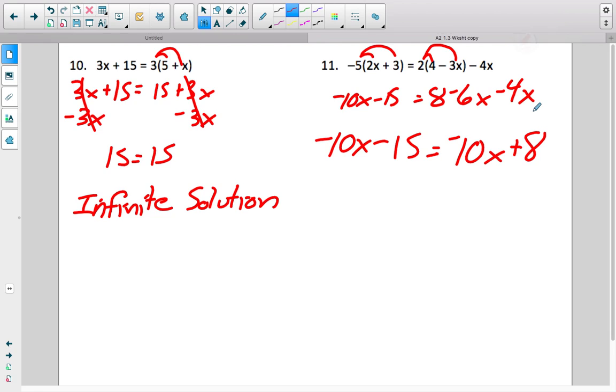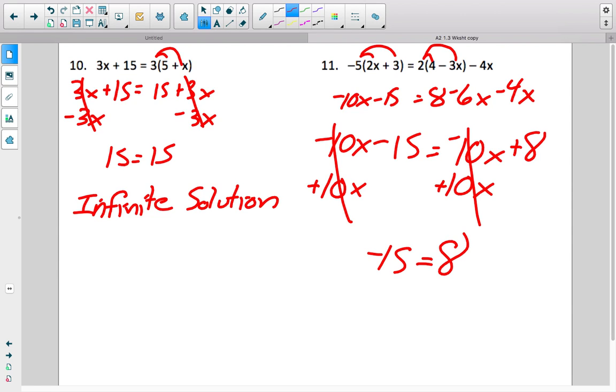Now I'm going to start solving, and I realize that, to try to get x by itself, there's x's on each side of the equation. So I'm going to undo the side with fewer x's, but again, they both are a negative 10x. So I add 10x on each side to cancel out this one, but it also cancels out that one. And now I'm left with an equation that says negative 15 equals 8. So there's no x to solve for.